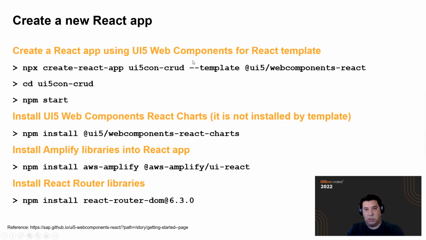The only differentiation here is that I use the template provided by the UI5 Web Components for React. I started the application, and it is already running using UI5 Web Components, a simple one. But you need to install React router, because it's not installed automatically through the template. And of course, you need to install the Amplify library as well, right? I'm using React Router, version 6 or above, to do the navigation between the paths, the pages I showed, right?